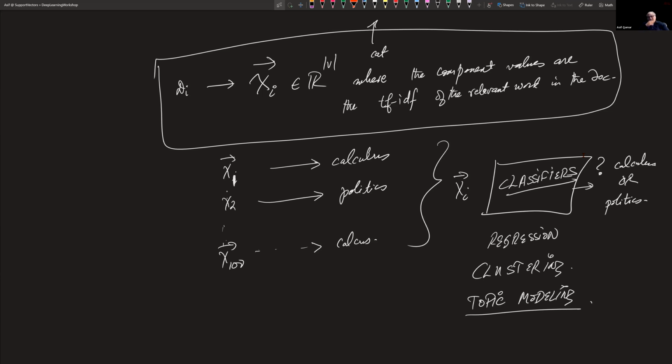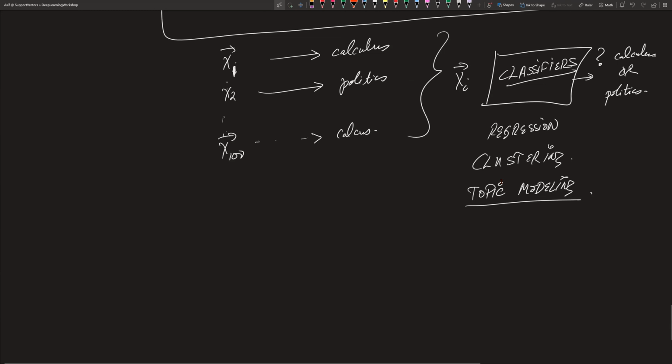In part 2, we'll talk about something called word embeddings, finding a much more semantically rich representation of the documents and words and sentences. And in the third part, we will do the topic called transformers. So word embeddings and transformers make the second and third part of today's talks.